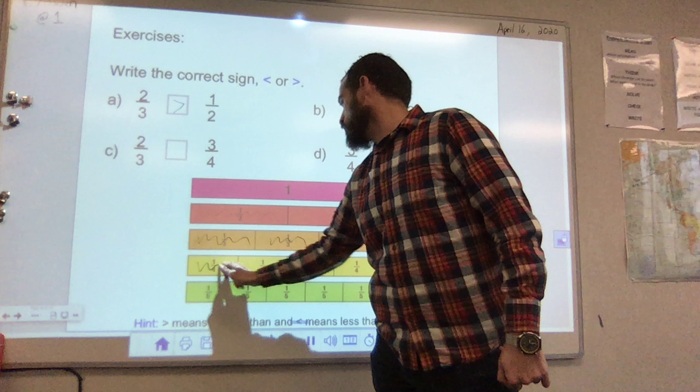For F, 2/3 and 5/8. I'll keep my 5/8. So now I'm looking at thirds. 1, 2. Because of my numerator, I know I have to color in 2. Now this one is a little bit trickier to see, but if we extend that line, we're going to see that 2/3 is going to be bigger than 5/8. There's 2/3.